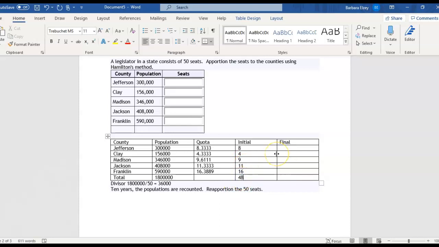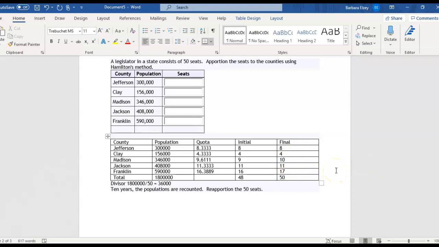Okay, so we have 2 more seats to apportion. We're going to use the biggest decimals first. So Madison has the biggest decimal at .6111. So Madison will certainly get an extra seat. And then the next biggest decimal is Franklin with .3889, and they will get an additional seat. And everybody else will stay the same. So our final allocation is now at 50 seats.